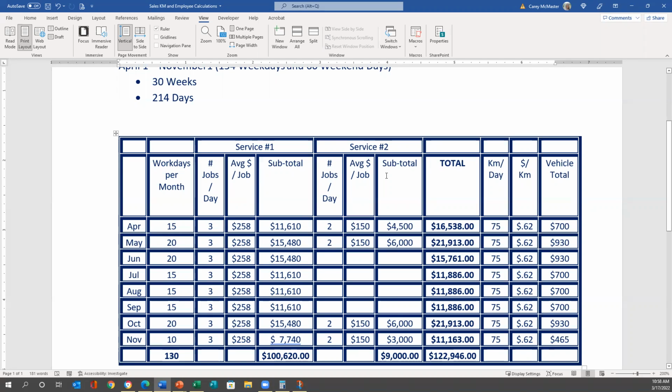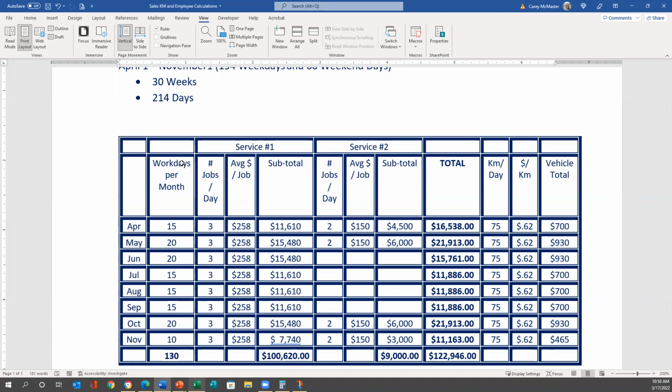I also have a second service, but it's not as popular, but it still needs to be done. And only a certain percentage of my clients are going to opt for service number 2. So I know I can do 2 jobs a day with an average of 150. It usually happens in April and May and October and November. So these are the sales for that. I add them together and I see what my total sales are month by month.